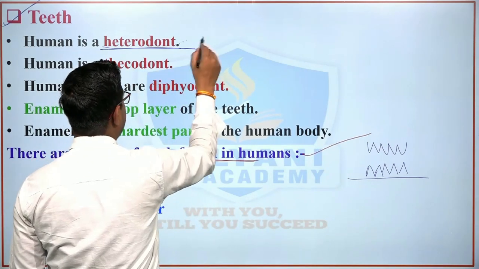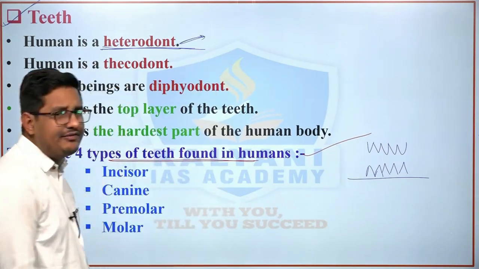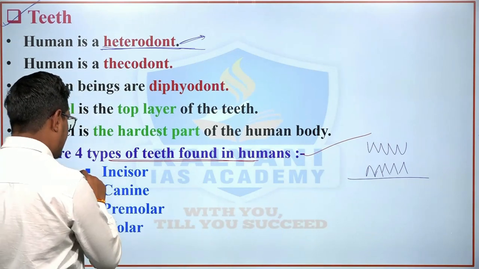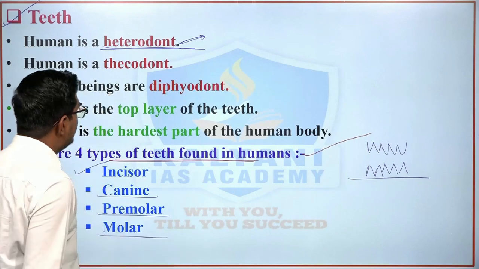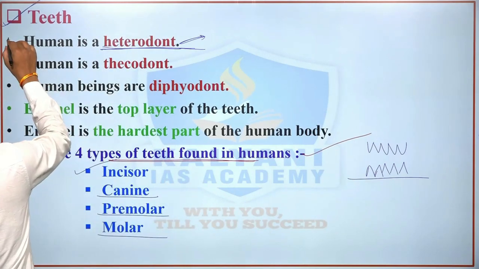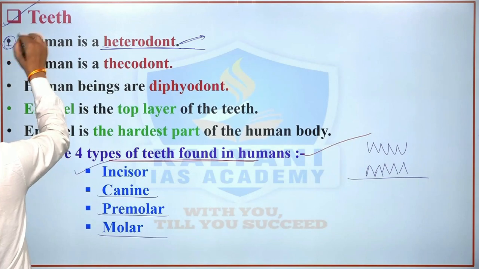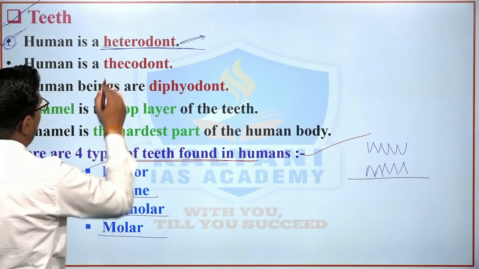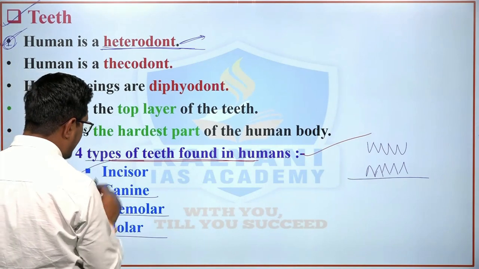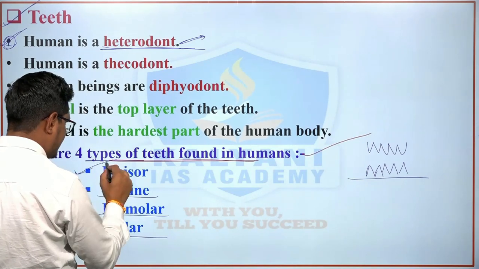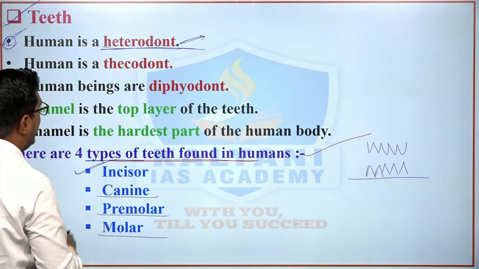Humans are heterodont, which means that humans have different types of teeth. For example, incisor, canine, premolar and molar. Keep this fact for MCQs. The first is that humans are heterodont, which means humans have different types of teeth: incisor, canine, premolar and molar.